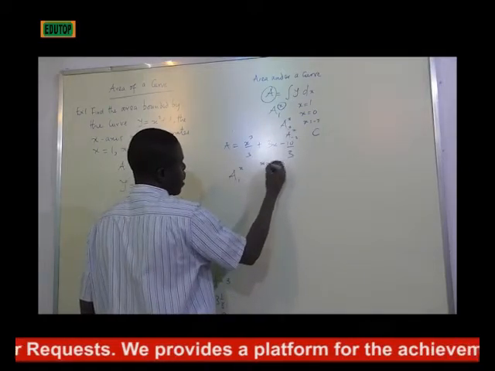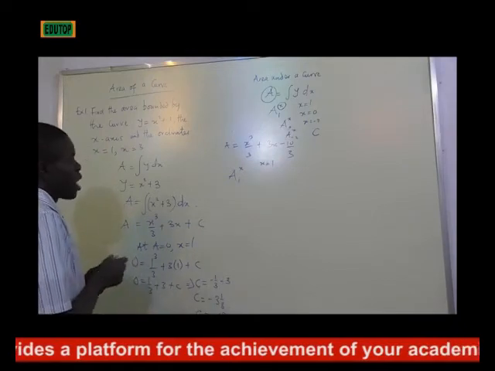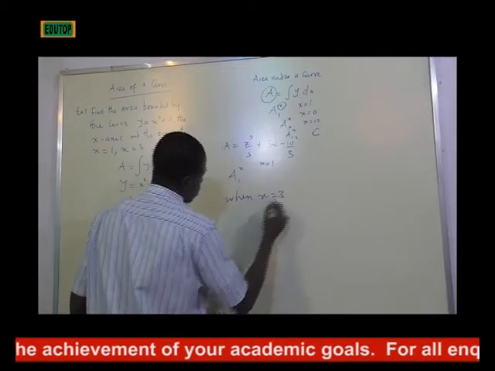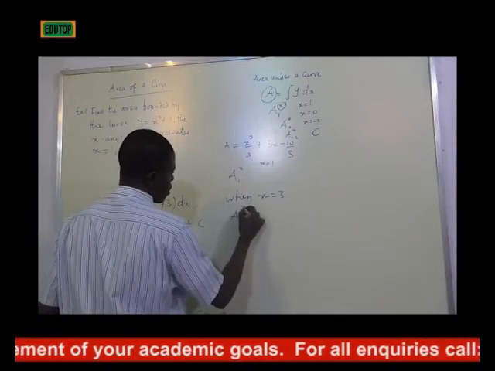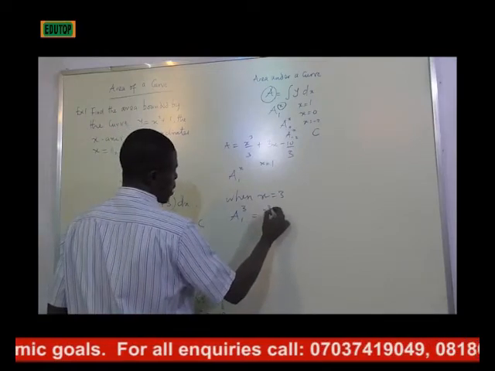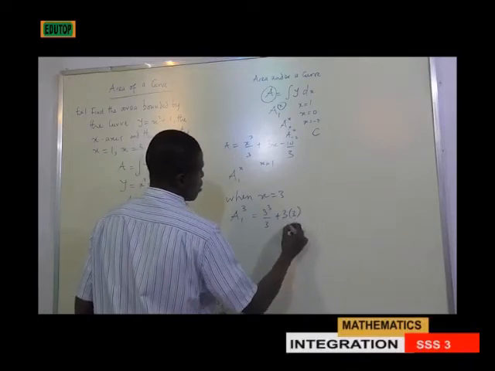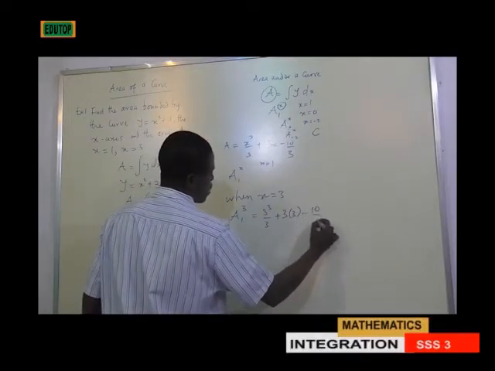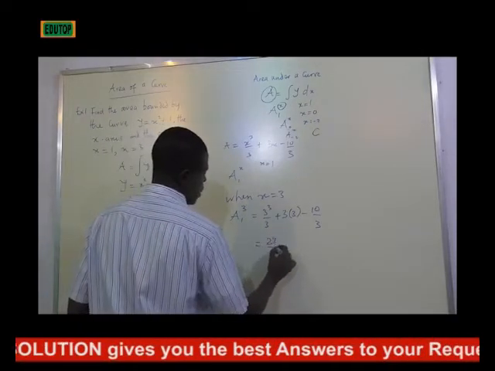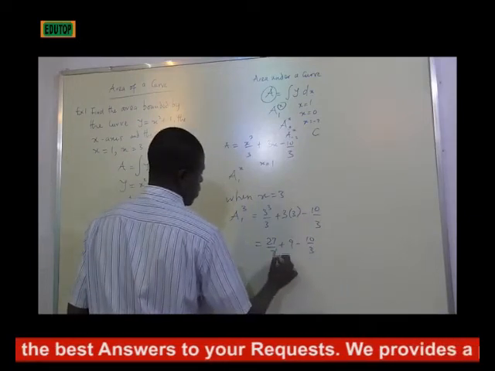Now, then we have A(1), because our x is 1. So at this point, we are now to calculate when your x is now 3, the second limit, then you have A(3). And that will be, anywhere you see your x, you replace it with 3. So we have 3 raised to power 3 over 3 plus 3 into 3 minus 10 over 3. And this one will give us 27 over 3 plus 9 minus 10 over 3. So 27 over 3 is 9, and 3 times 3 is 9.